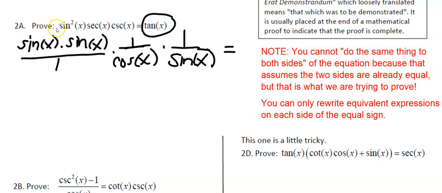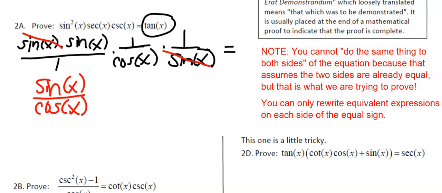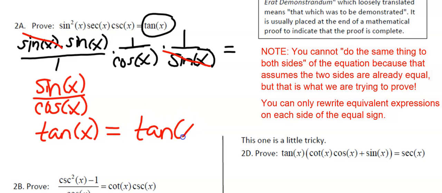Now I notice here that I have a sine in the numerator and a sine in the denominator. So sine divided by sine is 1, so I can simplify this fraction to just sine of x over cosine of x. Well, we know from the quotient property that sine of x over cosine of x is tangent of x. Therefore, I have shown that the left side of the equation also equals tangent of x. Therefore, the left side equals the right side, and this is an identity.